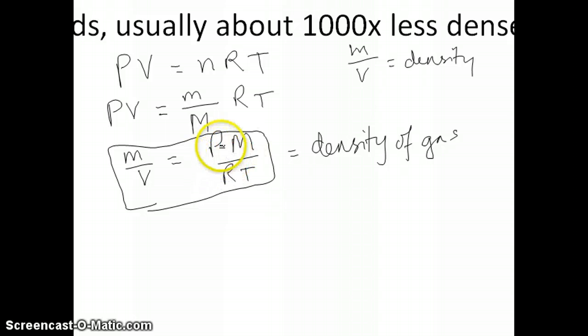In this case, we're just talking about gases because with gases, you can measure pressure and temperature easily, and R is applicable to gases only.